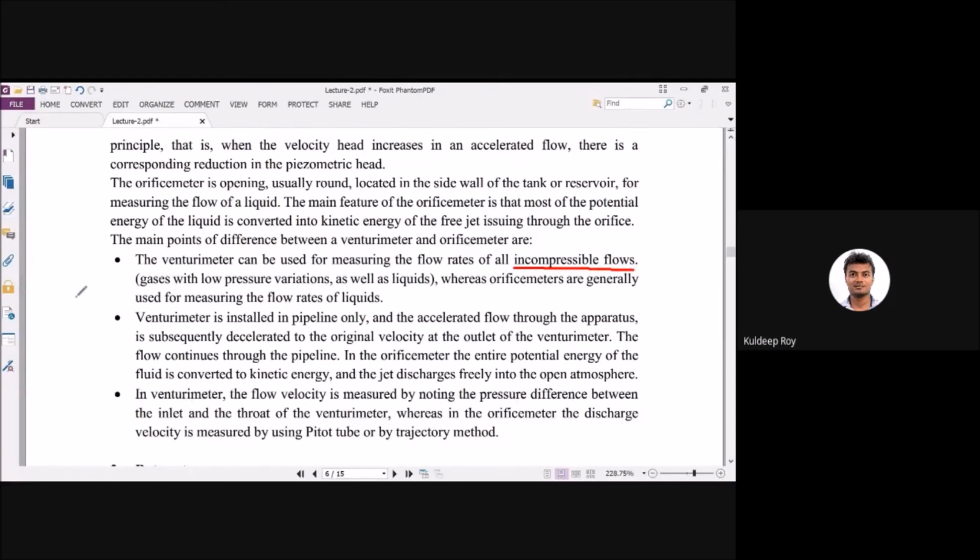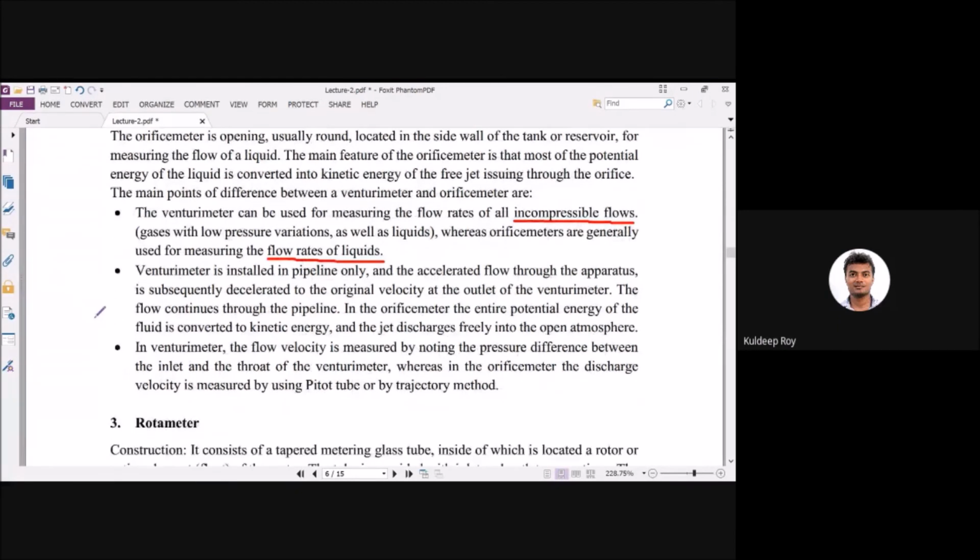Gas with low pressure variation as well as liquid, where the orifice is generally used to measure the flow rate of the liquid. Now, this point is very clear that Venturi you can apply everywhere for all incompressible flow, but orifice is generally used to determine the flow rate of the liquid.